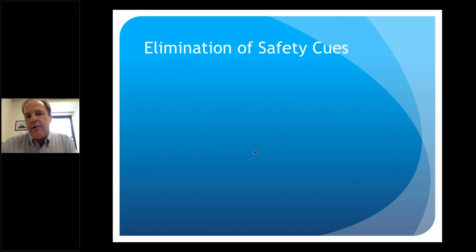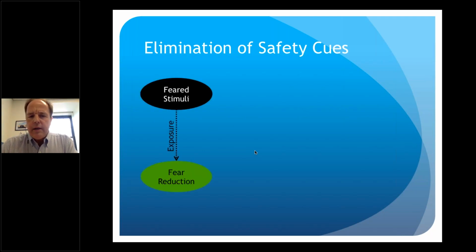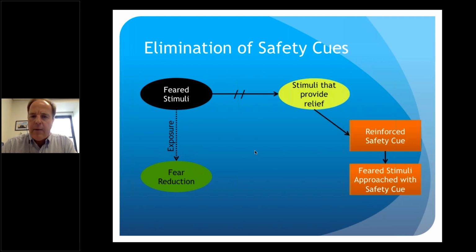The elimination of safety cues. So this is one of those ones where in the typical course of exposure, we would predict feared stimuli leads to fear reduction. That's the standard model that we already discussed under the FOA and COSAC format. However, many clients have this additional arrangement. That is that they have with them some stimuli that provides additional relief. It's reinforced as a safety reminder that they're fine.